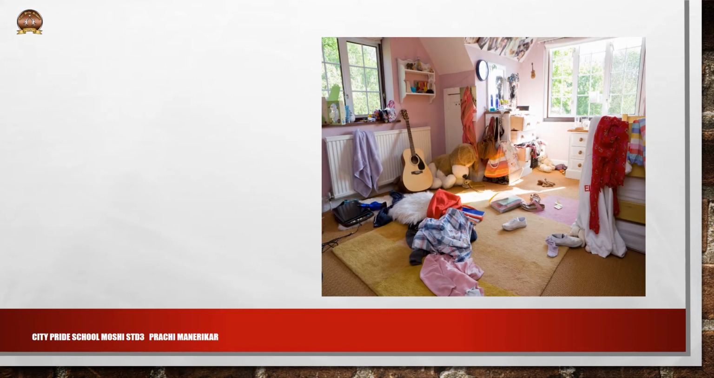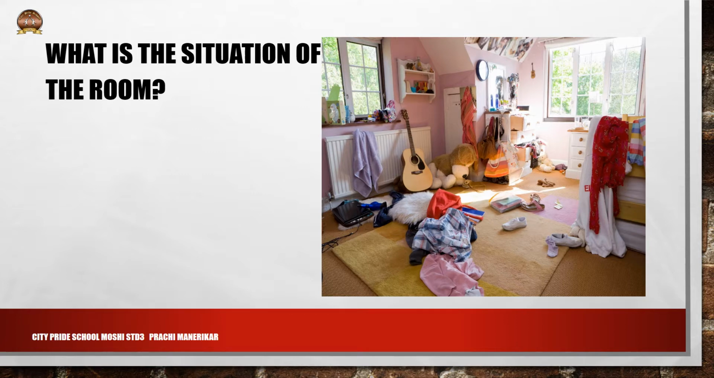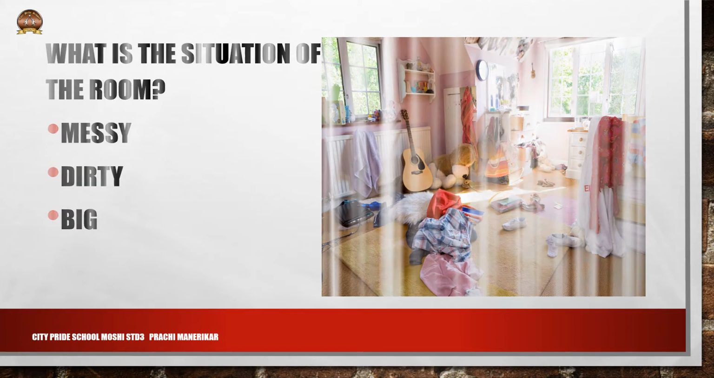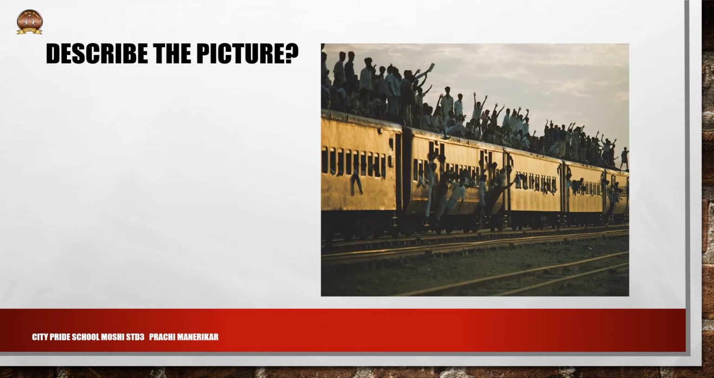Now look at this picture. What is the situation of the room? How is the room? Yeah, it's messy, dirty, and the room is big in size, isn't it? Yes, it's messy and dirty, but it is big in size. Now describe this picture. What is the situation in this picture? It's crowded. Yeah, the train is crowded. There are many people.